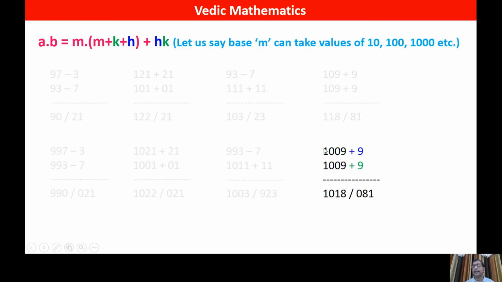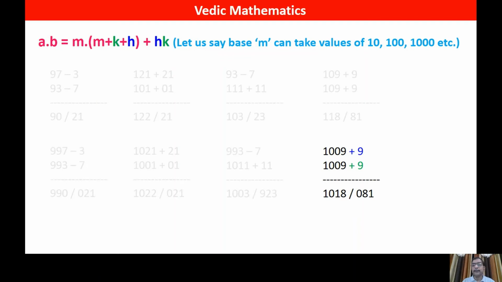Now we take another one, 1009 times 1009. We have to find the answer for this. So 1000 is the base, 1018 at the thousands position, 9 times 9 is 81, with a 0 placed before it, and then you get the answer. So it's so simple to calculate if your numbers are close to some base like 10, 100, 1000.